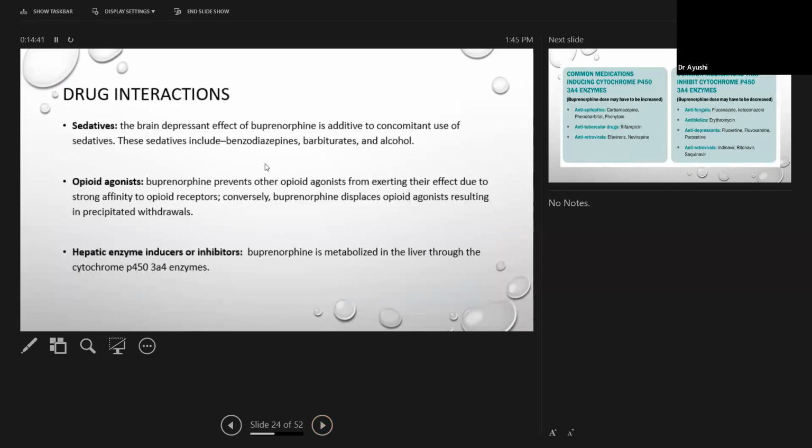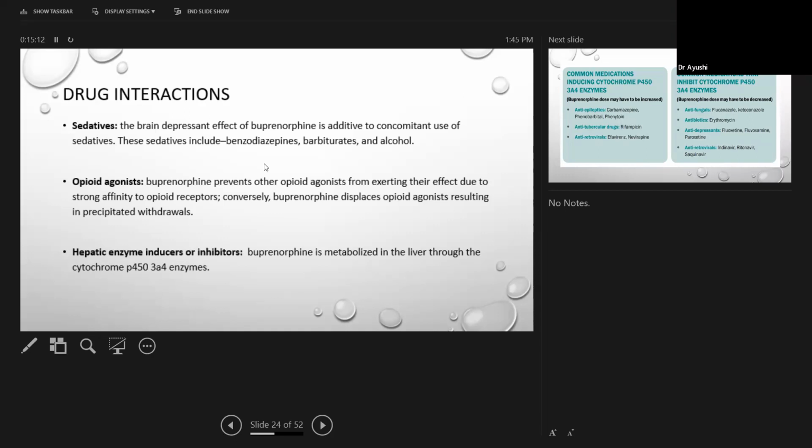Then drug interactions. Buprenorphine has drug interaction with sedatives. The brain depressant effect of buprenorphine is additive to concomitant use of sedatives. These sedatives include benzodiazepines, barbiturates, and alcohol. Then opioid agonists: buprenorphine prevents other opioid agonists from exerting their effect due to strong affinity to opioid receptors. Conversely, buprenorphine displaces opioid agonists, resulting in precipitated withdrawals.